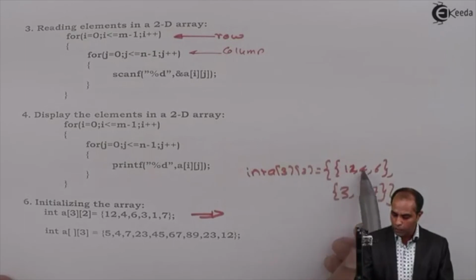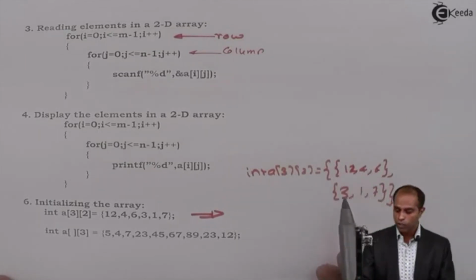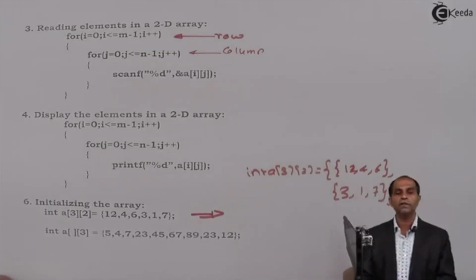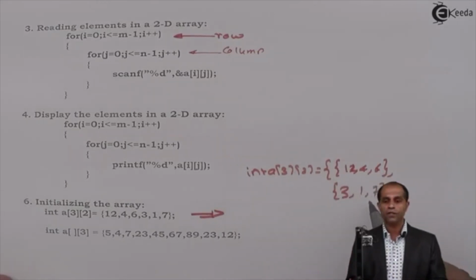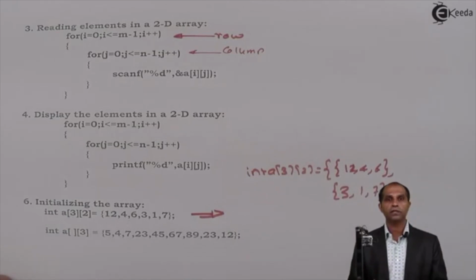So here, the first set of elements indicates the elements of the first row. The second set of elements indicates the elements of the second row. You can either segregate them by using these curly brackets, or you can put them all into one set of curly brackets. So basically, I can have this initialization not in the program, but at the time of the declaration itself.